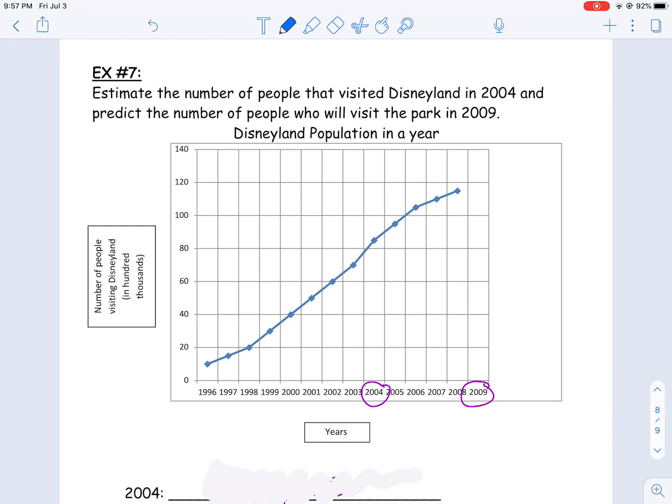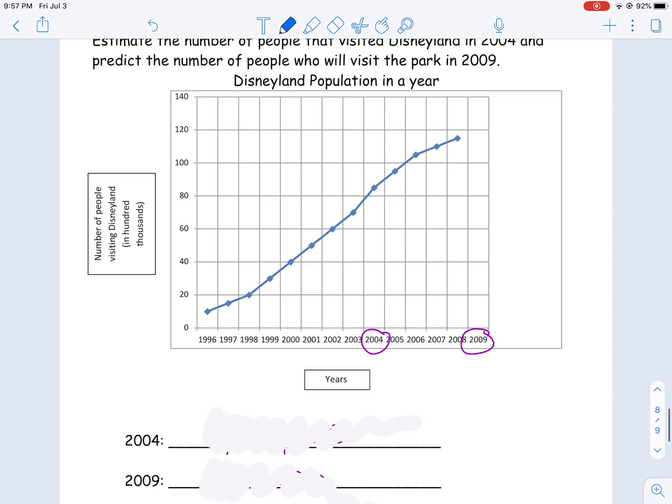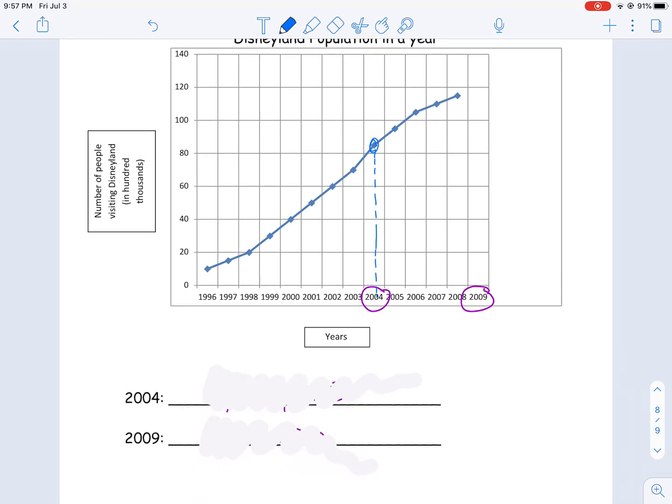All right, the first one asks us to estimate the number of people that visited in 2004. So on your graph, you're going to find 2004 and follow it up. We should only get one value, right, of how many people visited Disneyland in that year. When you follow it up, you're just going to estimate, and that's all it asks you to do. It doesn't have to be perfect. It looks like to me it's a little bit above 80, not quite in between, so not quite 90. Maybe you said approximately 82-ish. But remember, it's not just 82 people. It's 8,200,000 people visited Disneyland in 2004.